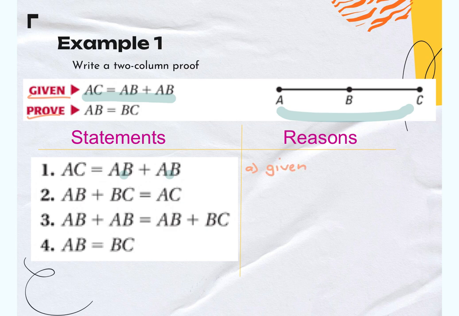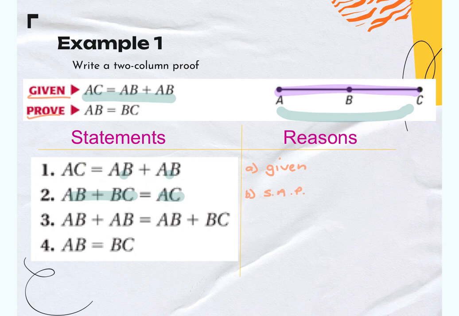The second statement says AB plus BC equals AC. Now that's based on this picture. AC is that whole thing. AC is equal to AB plus BC. And because we're saying that the segment is equal to the sum of its parts, this is the segment addition postulate.